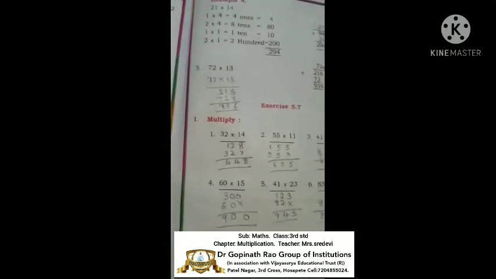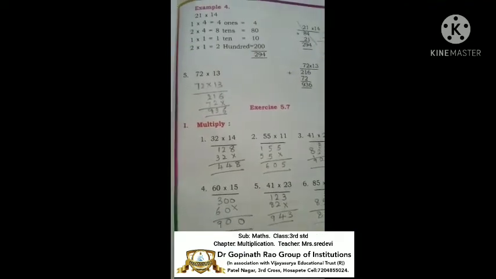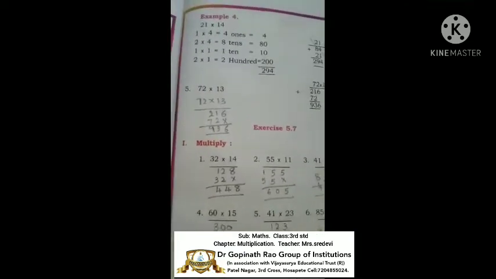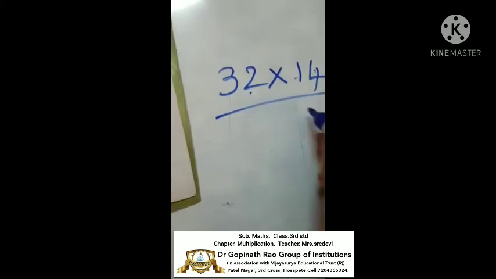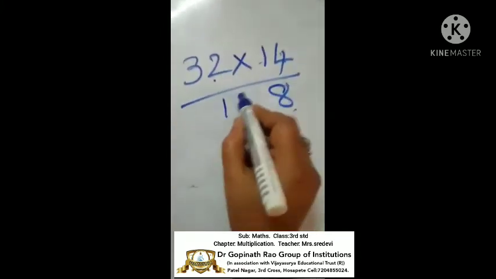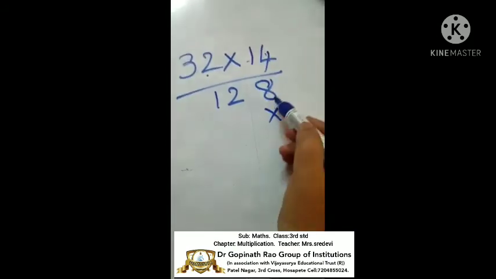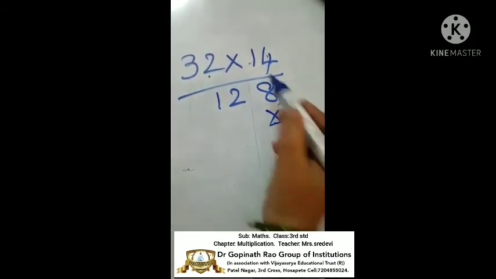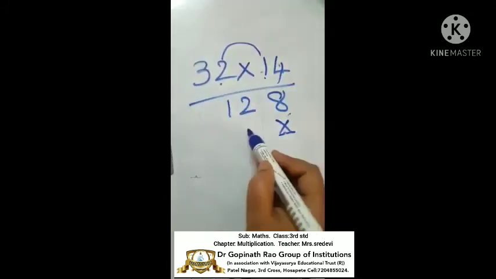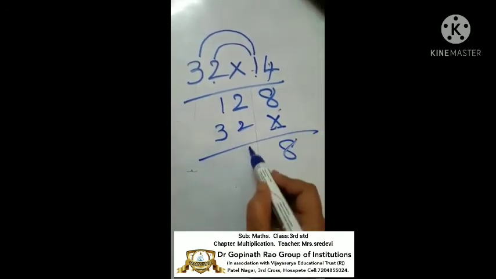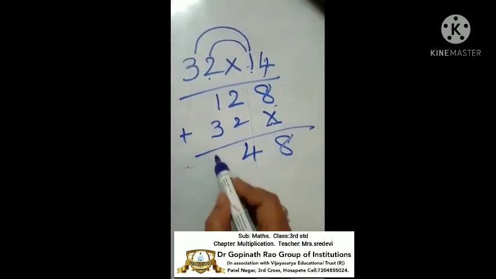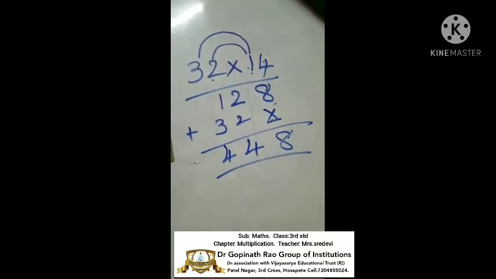Okay, children. Here is the exercise. 32 into 14. How will we do it? 4 2s are 8. 4 3s are 12. We finished the units place, so we put a cross mark. Now we start with the tens place. 1 2s are 2. 1 3s are 3. So 8. 2 plus 2 is 4. 3 plus 1 is 4. So the answer is 448.